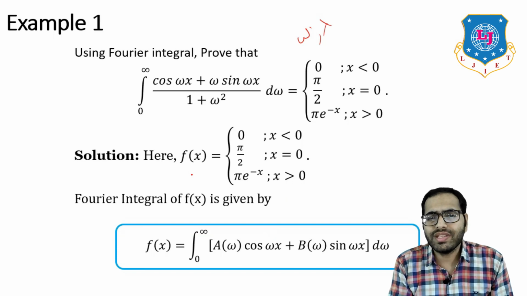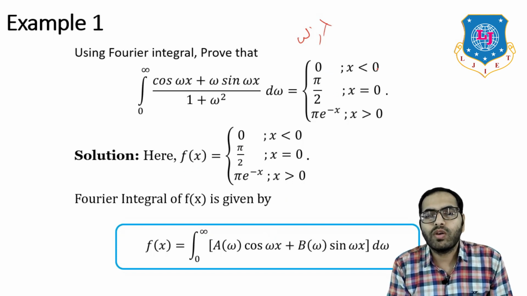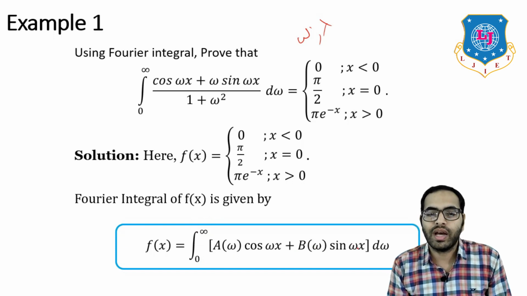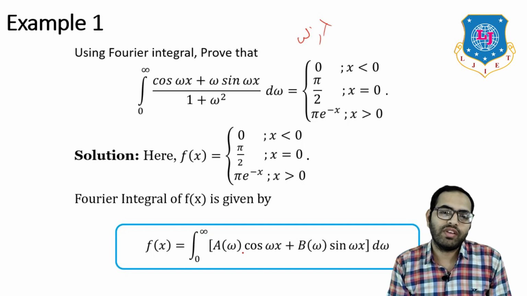See, basically our function is f of x equal to 0 where x less than 0, pi by 2 where x equal to 0, and pi e raised to minus x where x greater than 0. And the Fourier integral is represented by f of x equal to integral 0 to infinity a of omega cos omega x plus b of omega sin omega x d omega. See, what we have to do is just find the values of a of omega and b of omega, substitute them and simplify.